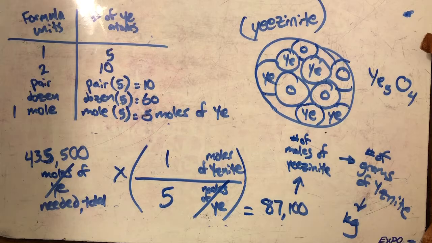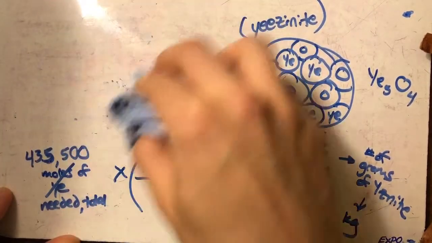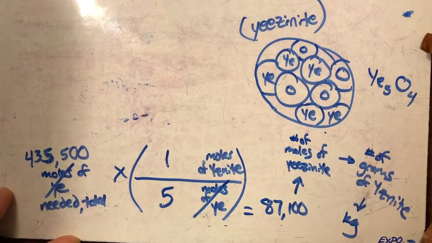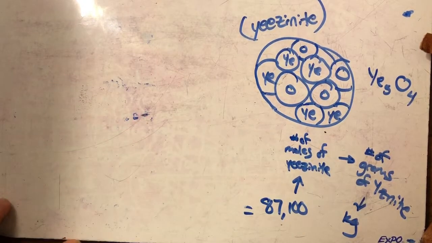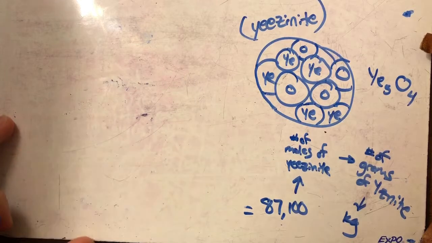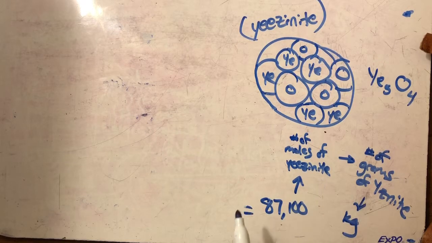Okay, so at this point, I think we're okay to erase some of the rest of this stuff. Let's erase this. And we have our number of moles of Yeezinite, so now we need to get from moles of Yeezinite to grams of Yeezinite. And what is that conversion factor that we've used a little bit now in the recent past to go from moles to grams or grams to moles? And you might be like, oh yeah, the periodic table, that molar mass number.